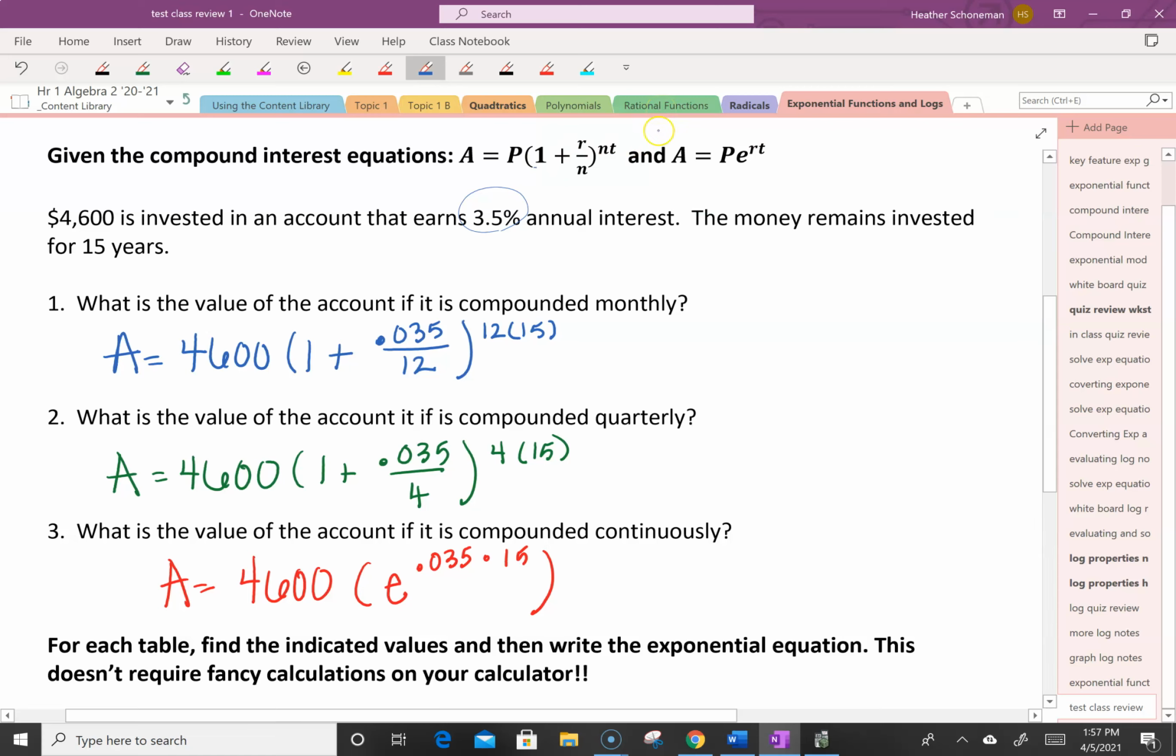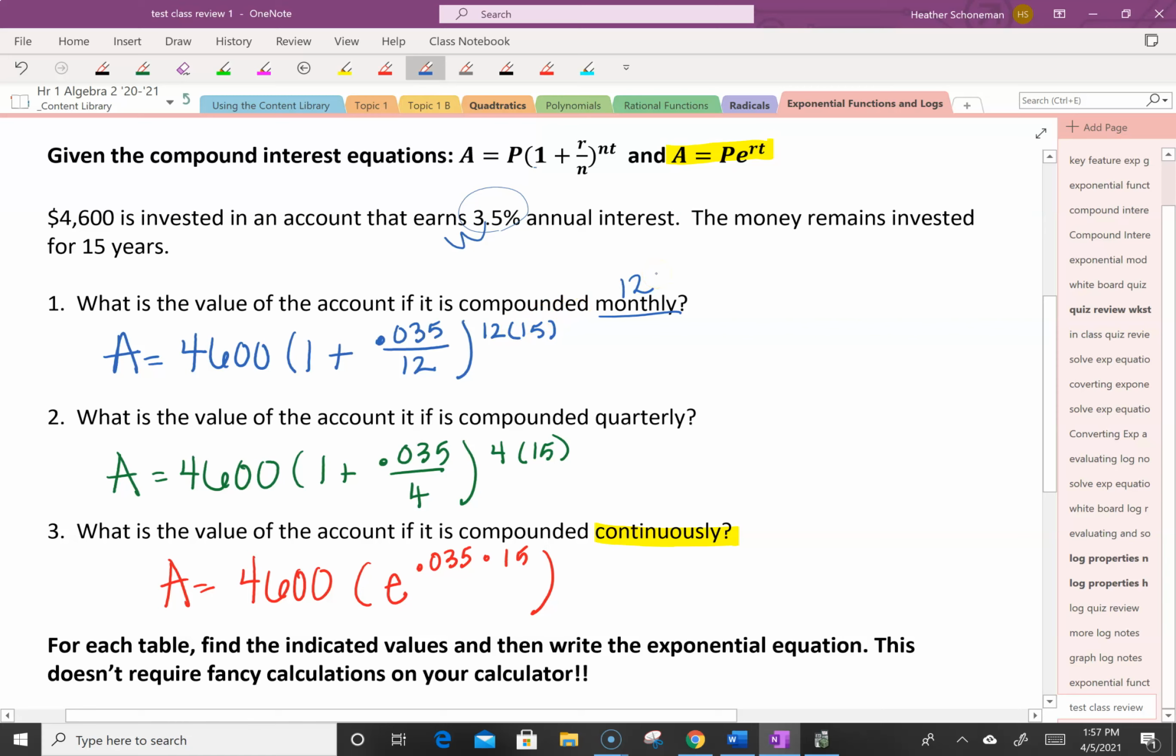Now, how do we know when to use which formula? Well, we use the one with e anytime it says the word continuously. So on this first one, I did 4,600 times 1 plus the rate as a decimal. I got to move the decimal over 2 places, 0.035. It's compounded monthly, which is 12, and then 12 times 15 in the exponent.